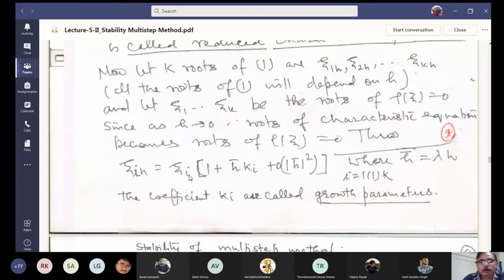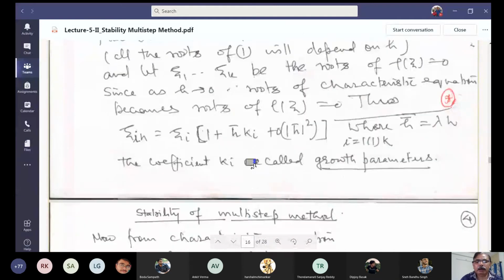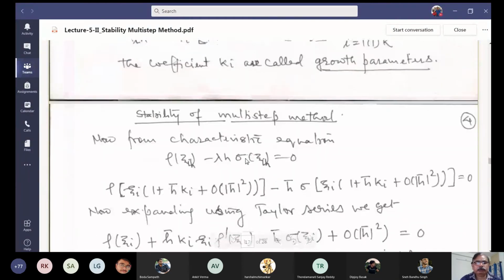Yes, sir. Okay. Now, this ki is called the growth function, the growth parameter, right? So if we know ki, then we can understand the relation between xi i h and xi i. So how can this ki be calculated?